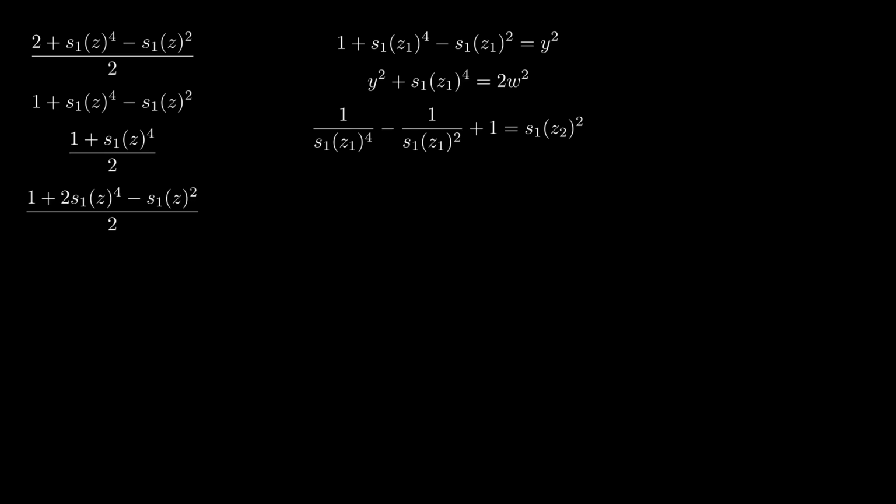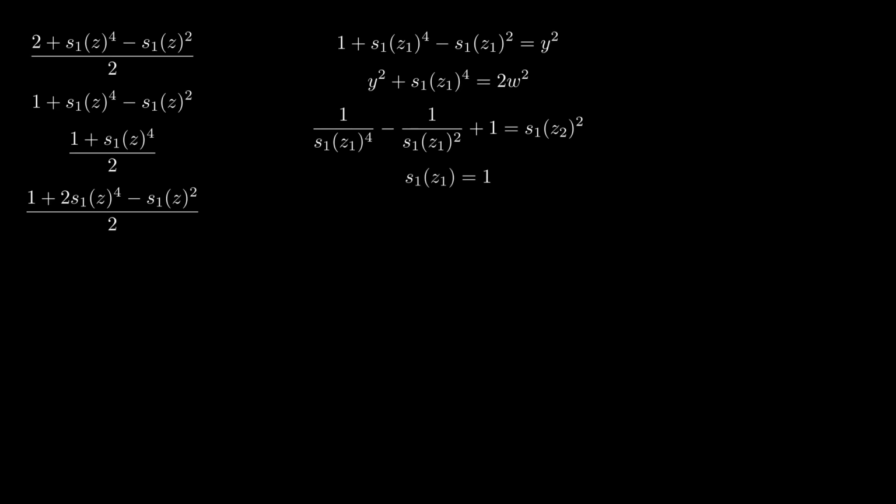All s1 values must be integers, and in particular, the value on the left must be a positive integer, because the value on the right-hand side is a positive integer. And the only way for that to happen is if s1z1 is equal to 1. Any other value is going to give a fraction.